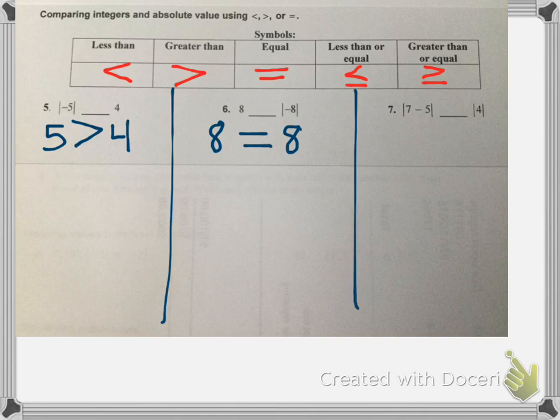Okay, number 7, we have 7 minus 5, and then the absolute value of that. So 7 minus 5 is 2. And then we want to know the absolute value of 2. How far away is 2 from 0? That would be 2. And then the absolute value of 4. How far away is 4 from 0? That would be 4. And now we're comparing the numbers 2 and 4.